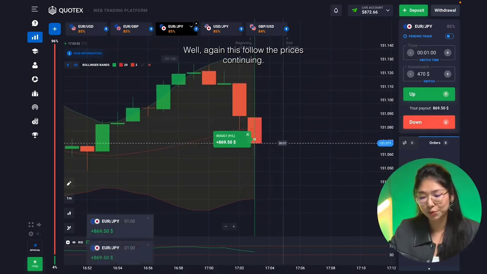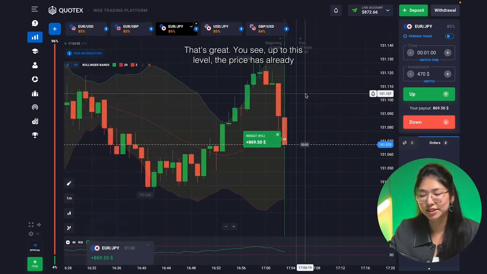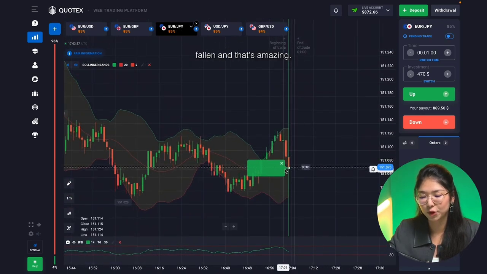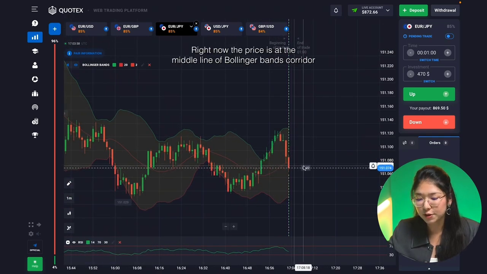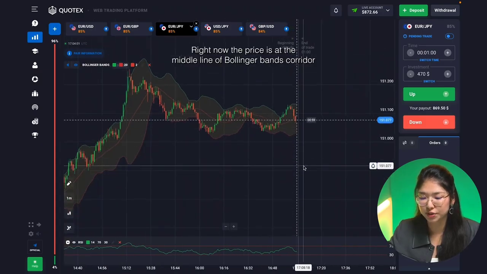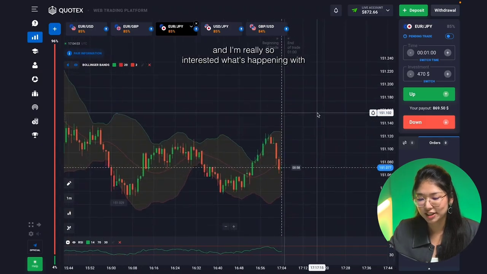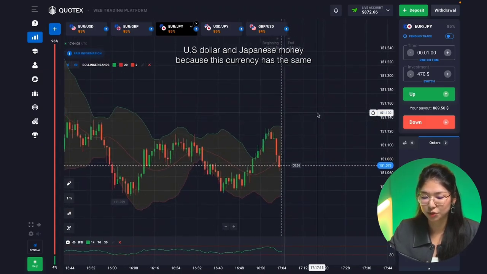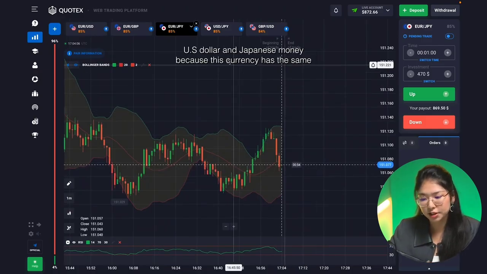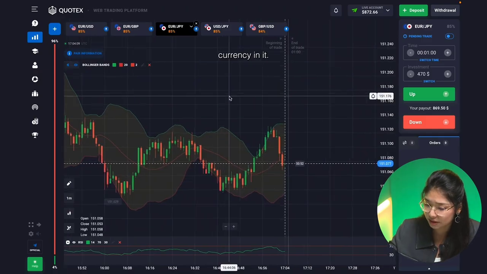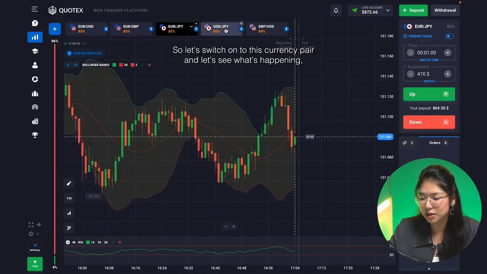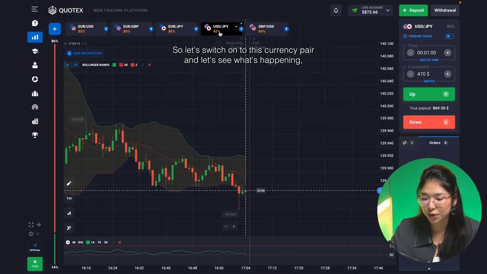Well, again, the price continues to fall. That's great. You see, up to this level the price has already fallen, and that's amazing. Right now the price is at the middle line of the Bollinger Bands corridor, and I'm really interested in what's happening with the US dollar and Japanese yen, because this currency has the same currency in it. So guys, let's switch to this currency pair and see what's happening.